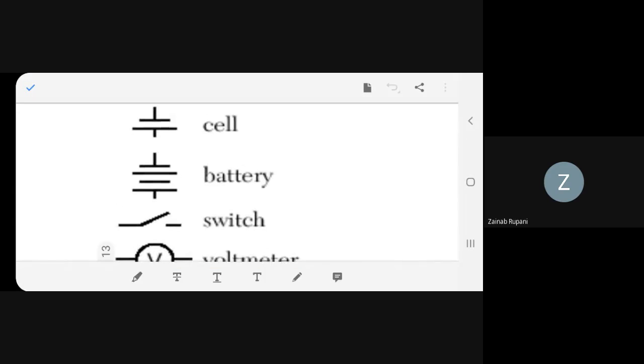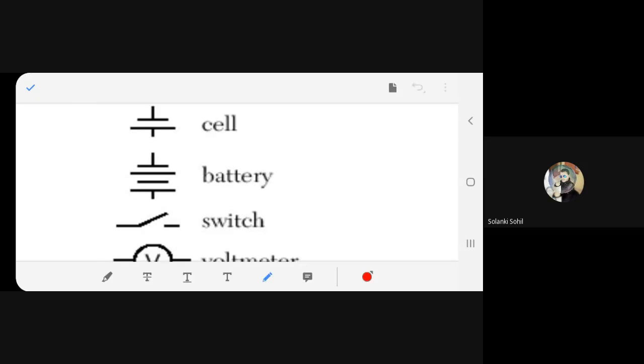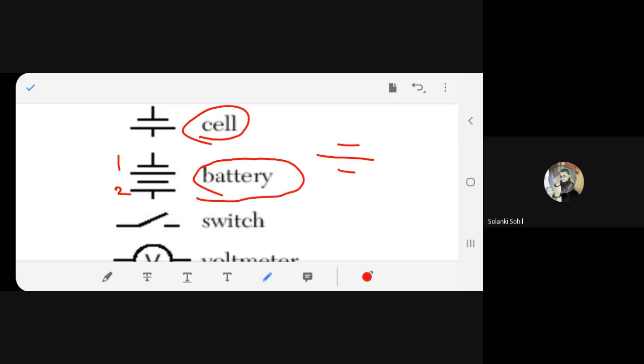See over here. One by one we'll see. The first one is what? Cell. The first one is cell. The second one is battery. So you can see there are two cells. You agree? This is one and this is two. There are two cells in the battery. Yes or no? Yes, ma'am. The third one is switch. What does this show? It is open. If it becomes like this, what will it say? So it is closed.